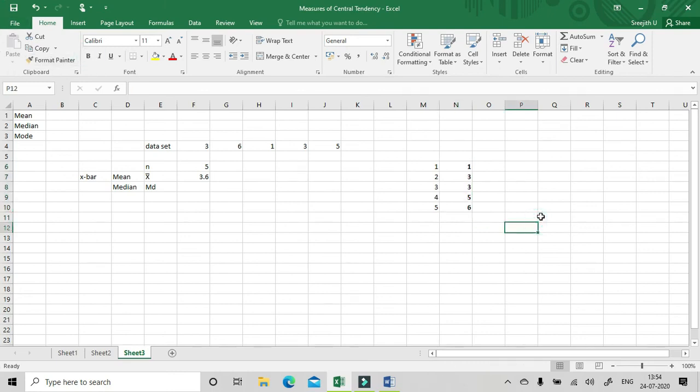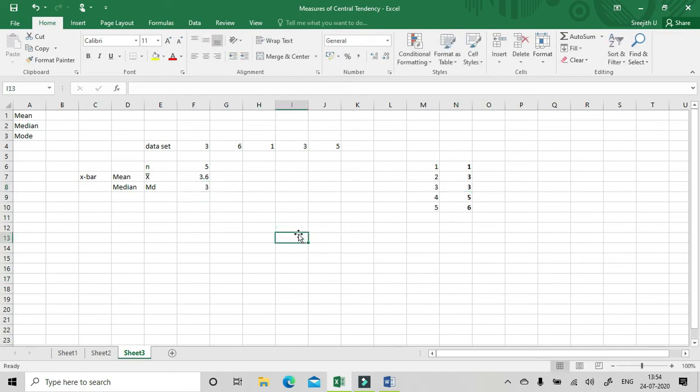Right, so I told you the median is the middle number. Now, when there are 5 numbers, the middle position is 3, right? And the number corresponding to position 3 in this data set happens to be 3. And therefore, your median is 3.